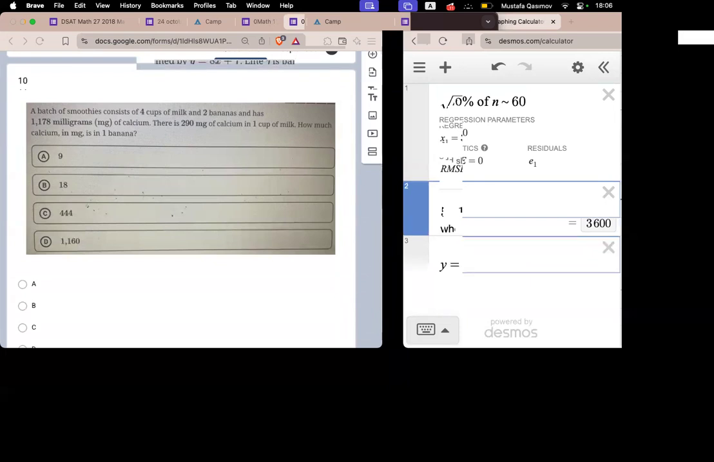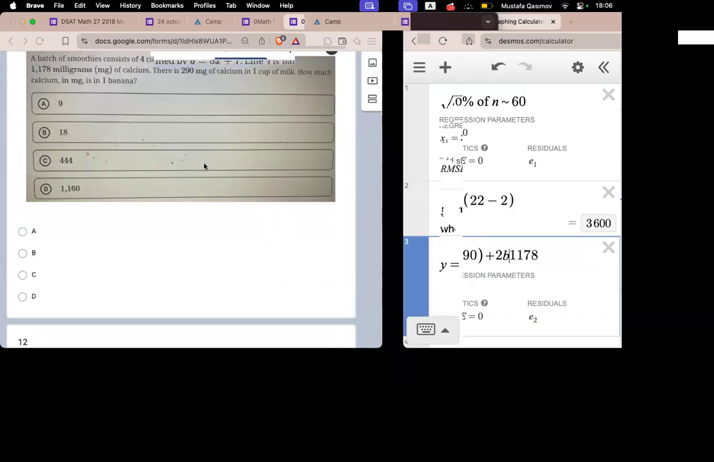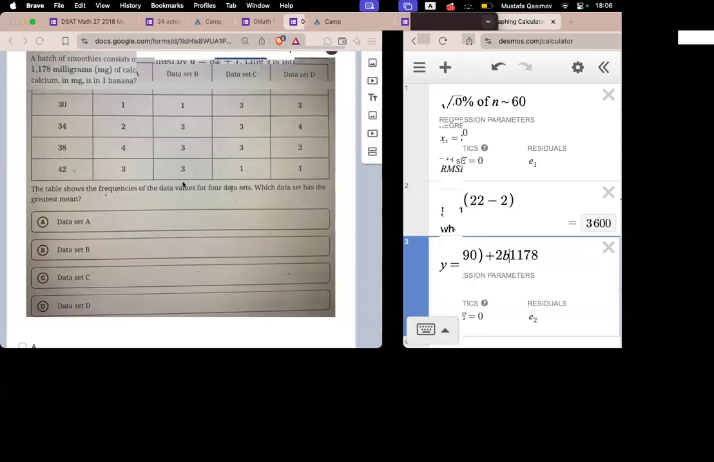4 cups of milk plus 2b is equal to 1178. It says that 1 cup of milk is equal to 290. And from here, answer will be 9. A.